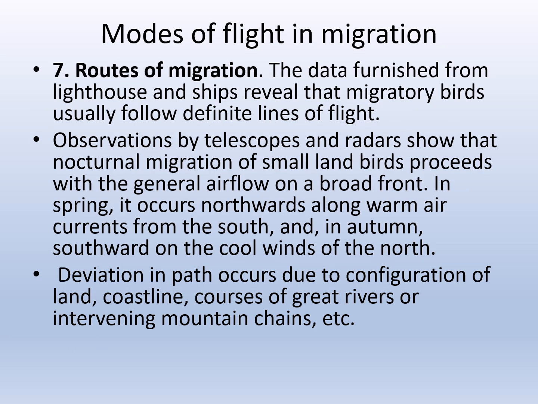The routes of migration. The data furnished from the lighthouses and ships reveal that migratory birds usually follow definite lines of flight. Observations by telescopes and radars show that nocturnal migration of small land birds proceeds with the general airflow on a broad front. Deviation in path occurs due to configuration of land, coastline, courses of great rivers or intervening mountain chains, etc.